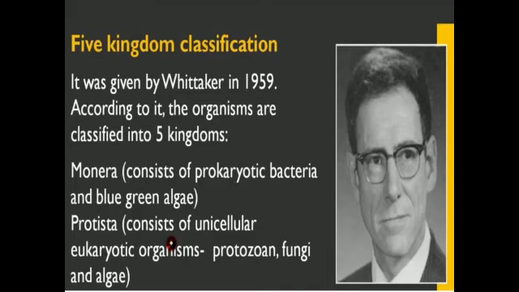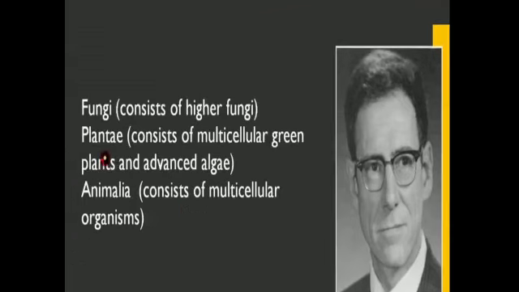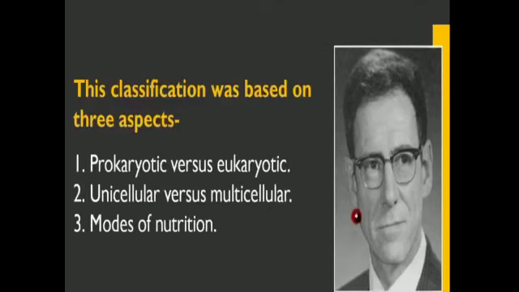Second is the kingdom Protista. Kingdom Protista consists of unicellular eukaryotic organisms, that is protozoan, fungi and algae. Then comes the kingdom Fungi. It consists of higher fungi. Then comes the Plantae. It consists of multicellular green plants and advanced algae. Then comes the kingdom Animalia, which consists of all multicellular organisms.